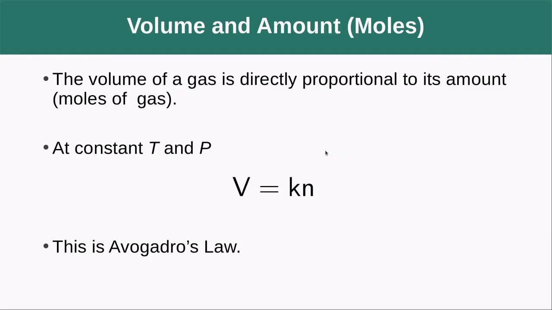The volume of a gas is directly proportional to the amount of gas. So if we hold the temperature and pressure constant, we have that the volume is equal to, again, some constant times n. This is known as Avogadro's law.